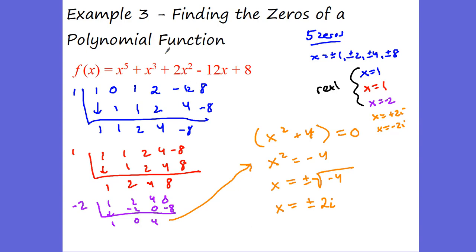So there are all my zeros there. We have 3 real zeros. 2 of them are complex.